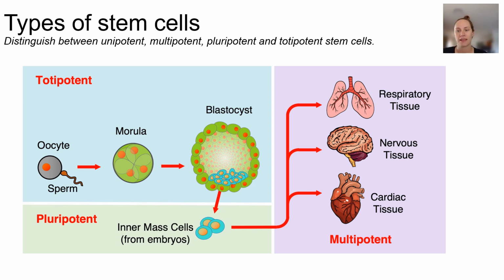So you can see that they start to become multipotent stem cells, and they're able to produce certain types. So for example, you might say a precursor blood cell, and there's lots of different kinds of blood cells, or nerve cells, something like that.